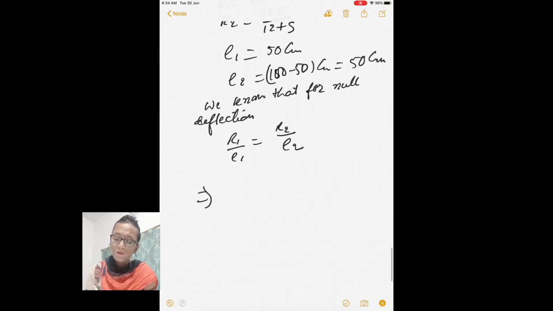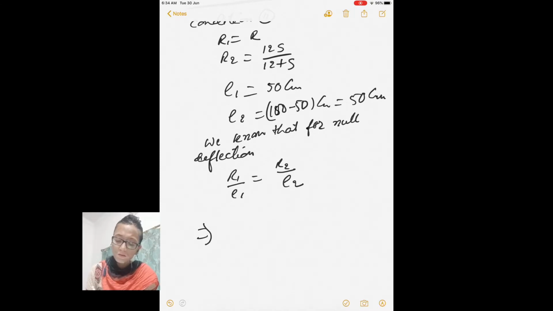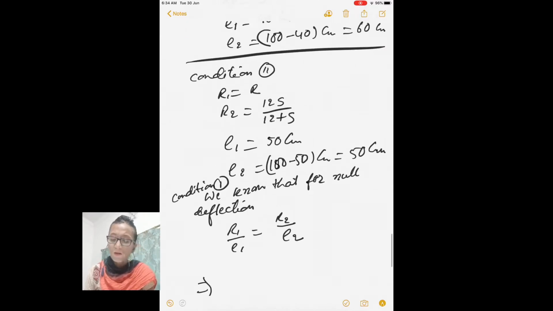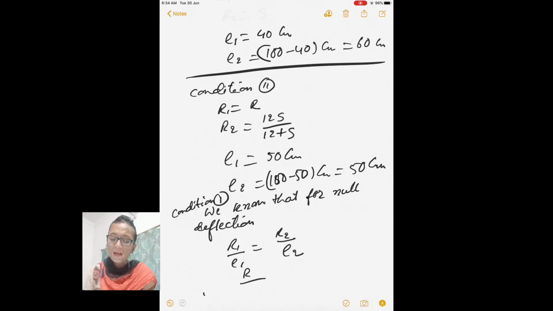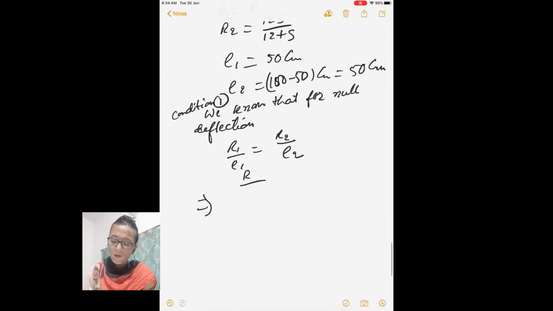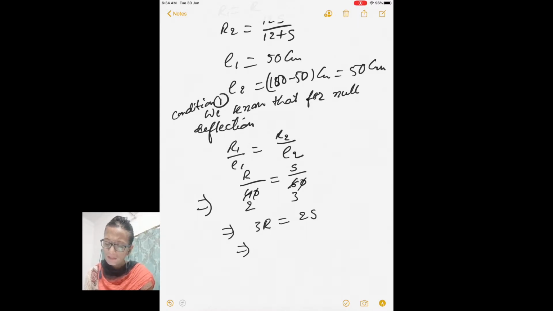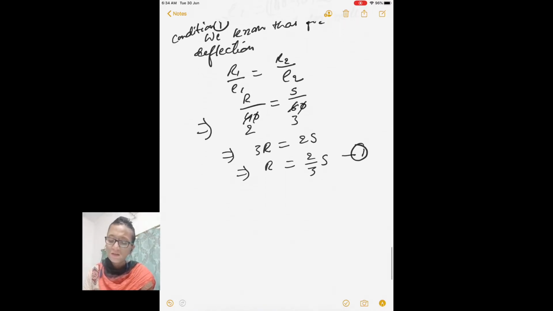Therefore, condition 1. R1 is R, L1 is 40, is equal to S upon 60. So cancel these two times, it will go 3 times. It implies that 3R is equal to 2S, and this implies that R is equal to 2 upon 3 S. This is the first condition, first equation, from condition 1.